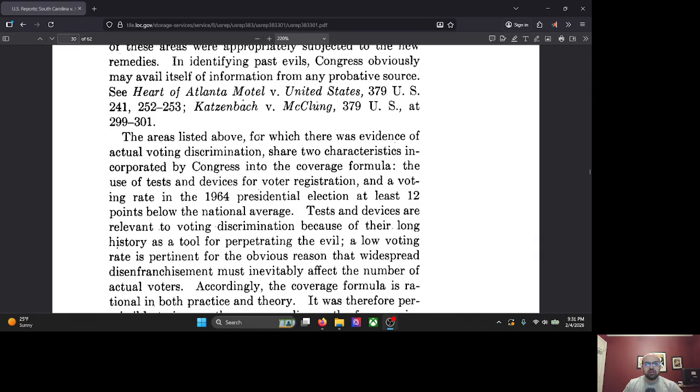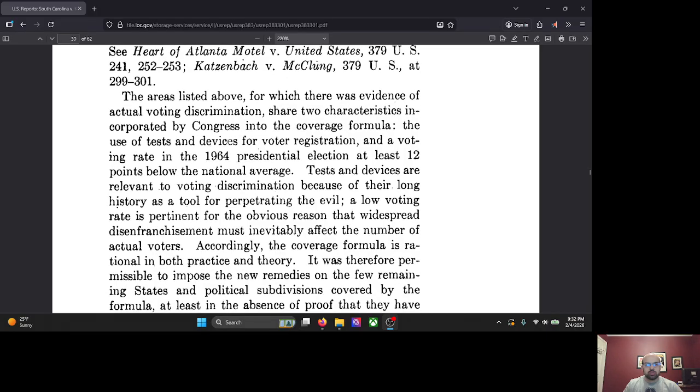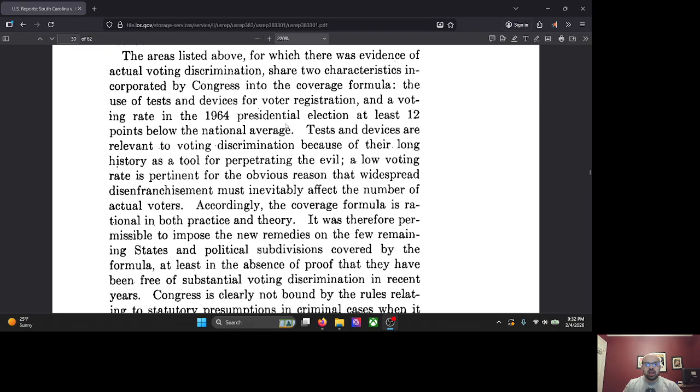The areas listed above, for which there was evidence of actual voting discrimination, share 2 characteristics incorporated by Congress into the coverage formula: the use of tests and devices for voter registration and a voting rate in the 1964 presidential election at least 12 points below the national average. Tests and devices are relevant to voting discrimination because of their long history as a tool for perpetuating the evil. A low voting rate is pertinent for the obvious reason that widespread disenfranchisement must inevitably affect the number of actual voters.